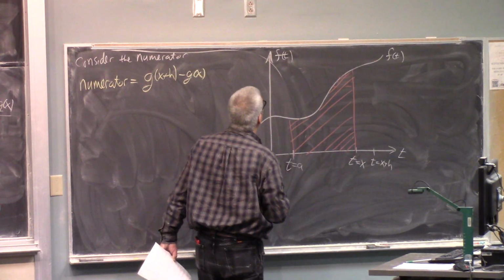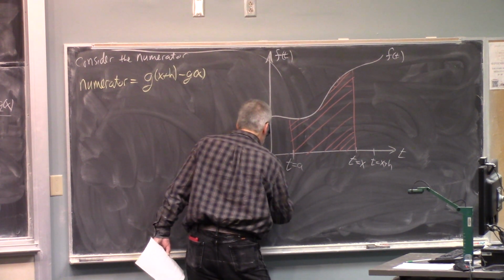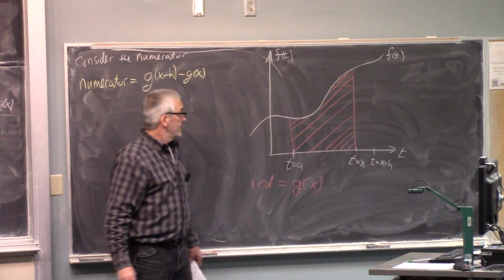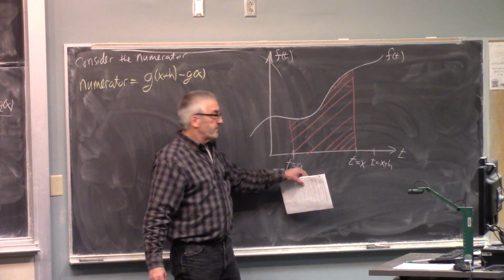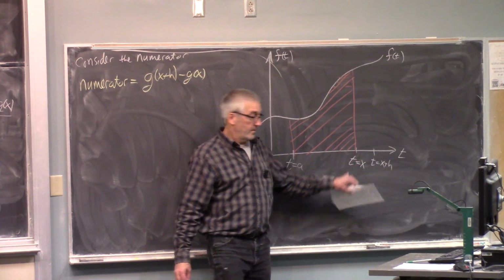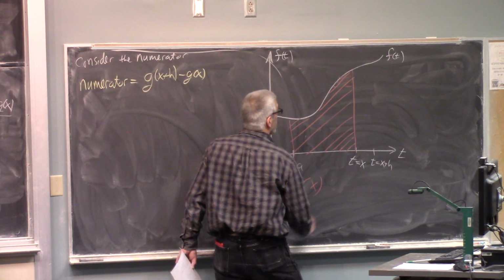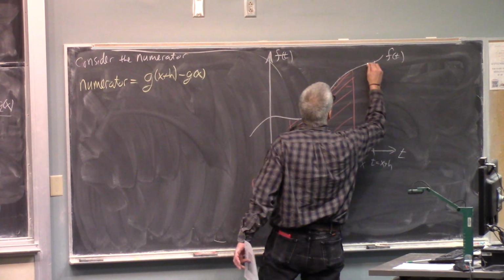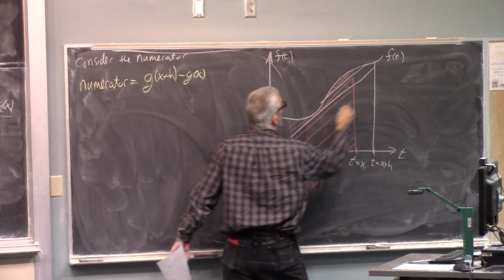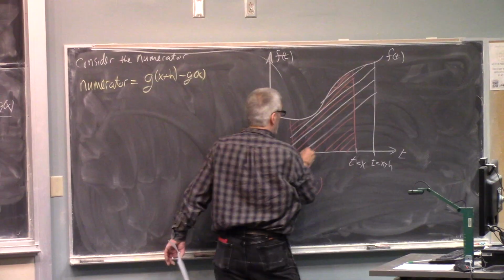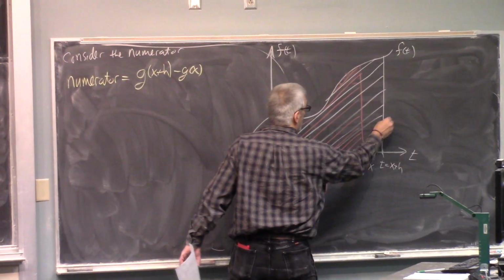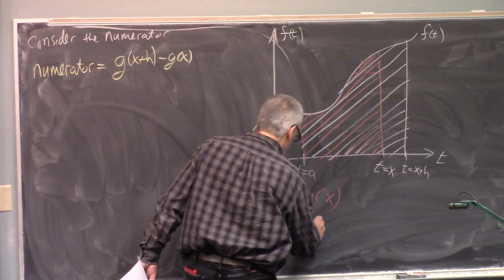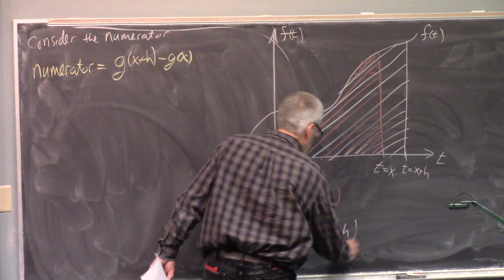So red is g of x. It's the signed area under the graph of f of t from t equals a to t equals x. Now let's think about this area, starting from a and going all the way over to x plus h. That's colored white. Overlaps a lot. So white is g of x plus h.